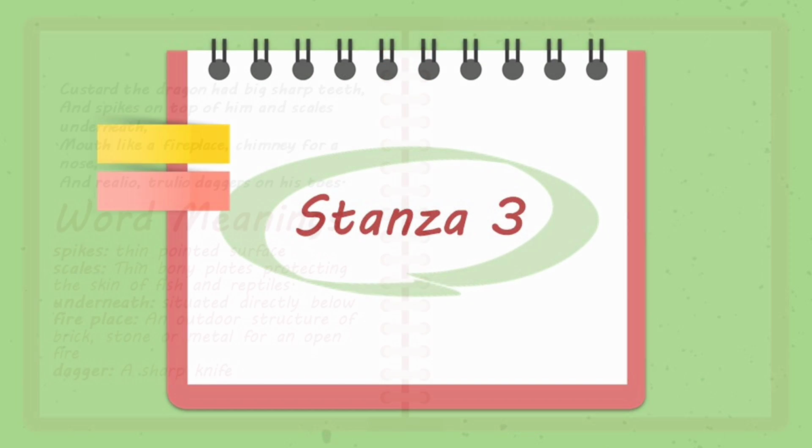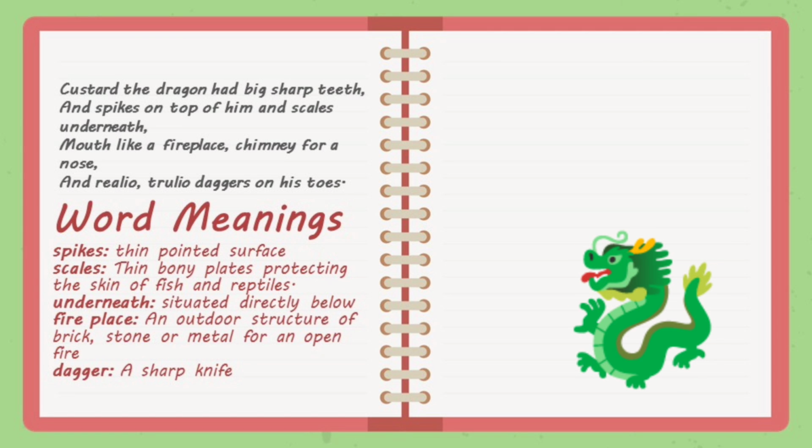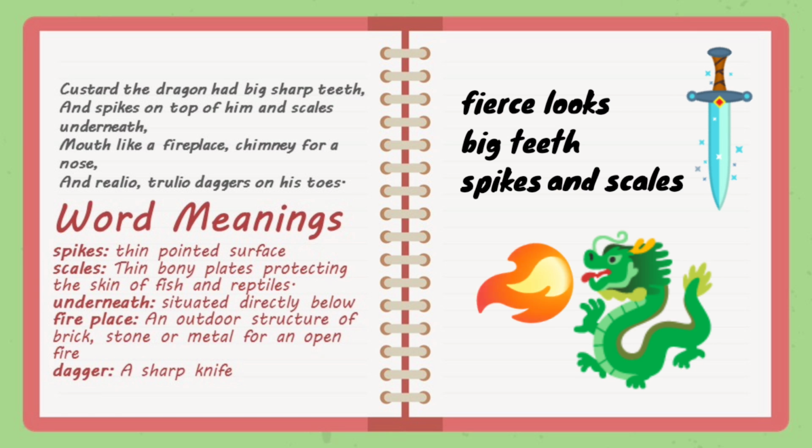Then we move to the third stanza, where the poet gives a description of the appearance of Custard, the dragon. His looks, like those of any dragon, were fierce, as he had big teeth, which were not only big but also sharp. On the top of his body there were spikes, and he also had scales. The poet uses similes to describe the fierce appearance of the dragon, and his fiery red mouth appeared to be breathing out fire like a furnace, and the nose was big and sharp like a chimney. His nails on the toes were sharp like daggers.